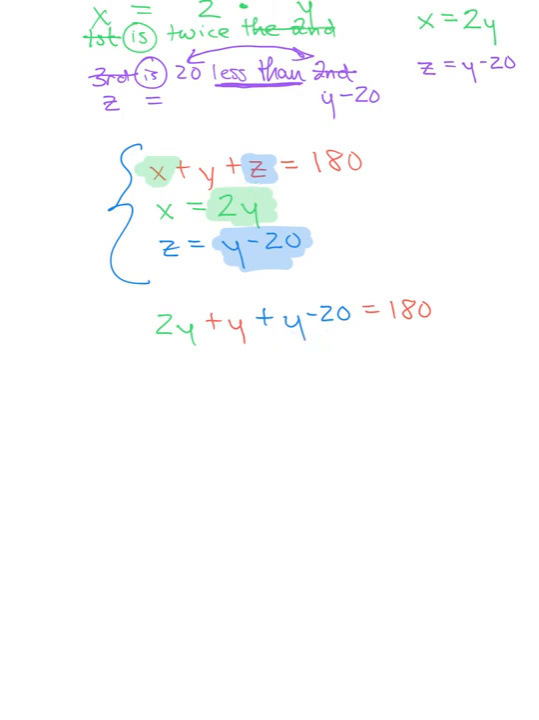We can go ahead and now solve this. The first thing I want to do is combine my like terms. So I get 2y, y, and y. If we add those, we get 4y. I'm going to bring down my minus 20, and I'm going to bring down equals 180. From here, in order to solve this, this is now a very basic equation. We want to add 20 to both sides.